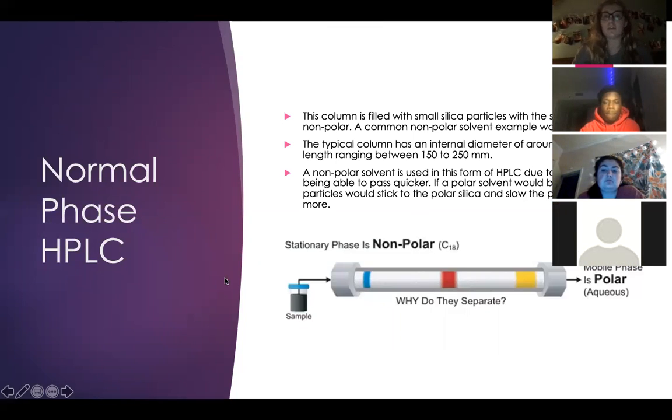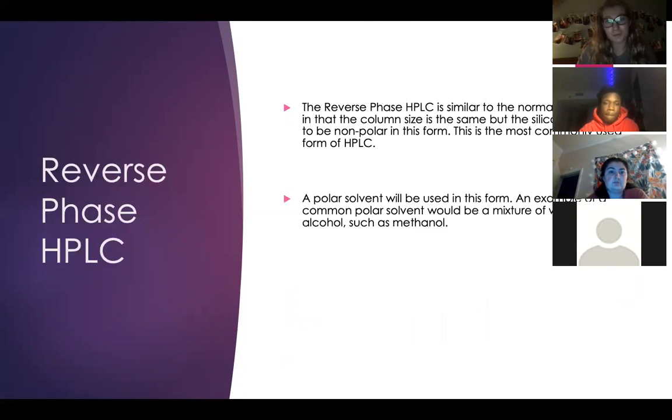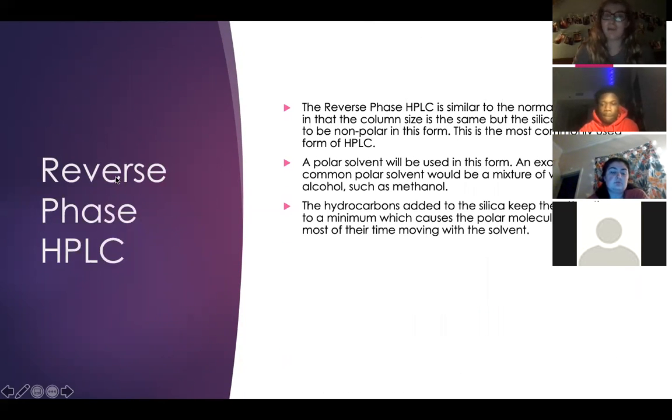much more. So this little diagram here basically just reinforces that the stationary phase is polar while the mobile phase is nonpolar. Another thing about normal phase HPLC is that although it's called normal, it doesn't mean that it's most commonly used, because this is actually not the most commonly used form of HPLC. So what is the most commonly used form of HPLC? And that would be reverse phase HPLC.